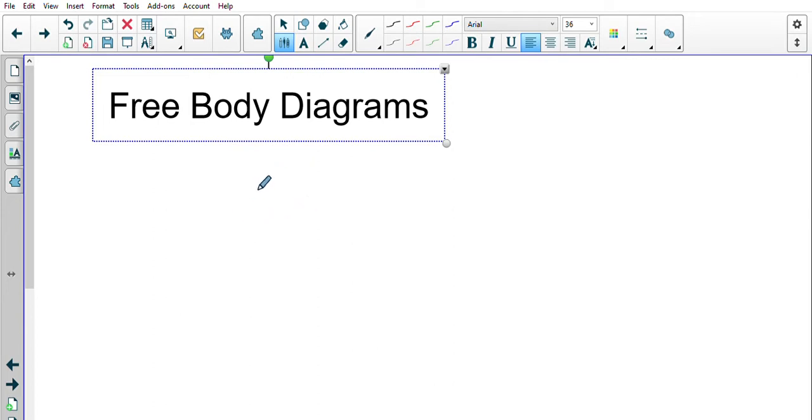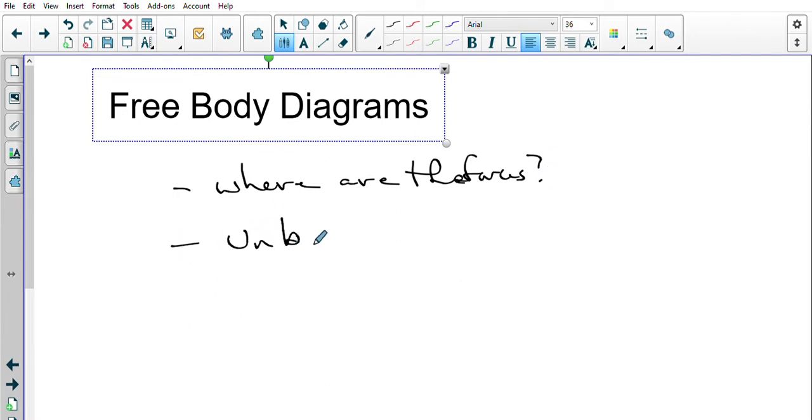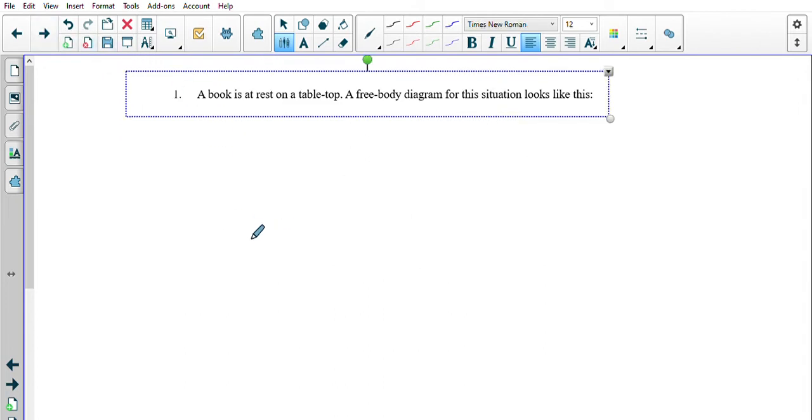All right, so free body diagrams. These are actually really kind of fun. I'm going to go through a bunch of them with you, and then there's a worksheet that will be available for you to do. Basically, we're taking a look at where the forces are, and are they unbalanced? So let's continue on, shall we?